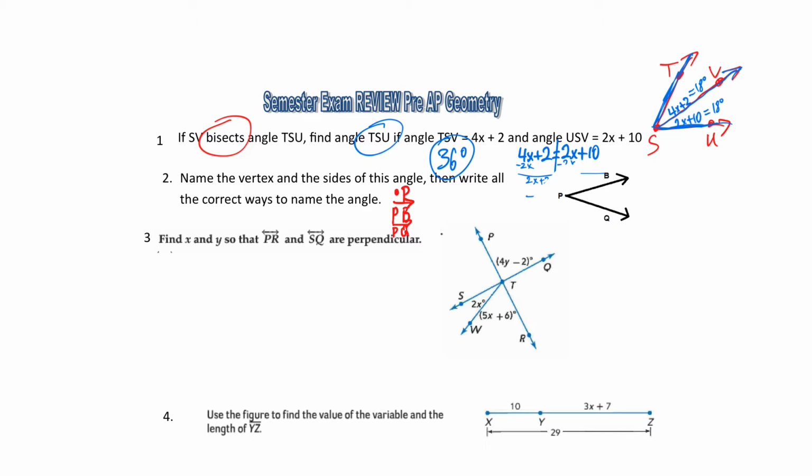Now there's 3 different ways I can name that angle. How could I name that angle? PBQ or angle BPQ, QPB, or just angle P. I can't name that one angle P because there's only one angle there, so that's fine on that one.